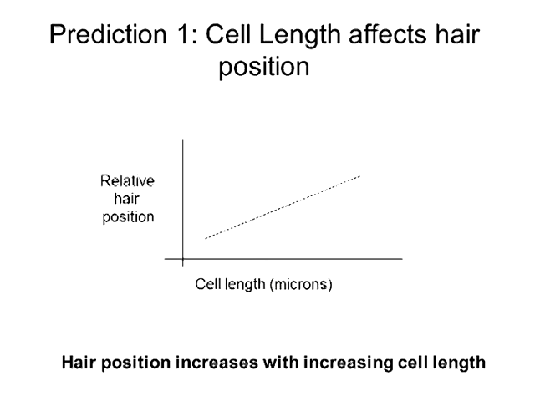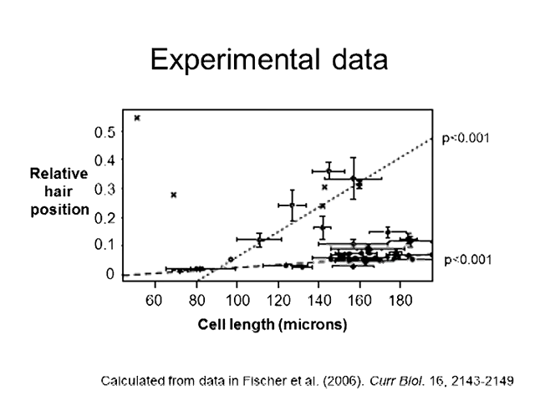Here are some examples. It predicts that cell length will affect hair position and that we should see a relationship like this between hair position and cell length. And there's lots of data on this in the literature already. So we went to the historical data, mostly from Marcus Grieber's lab, and we analysed it for this relationship.